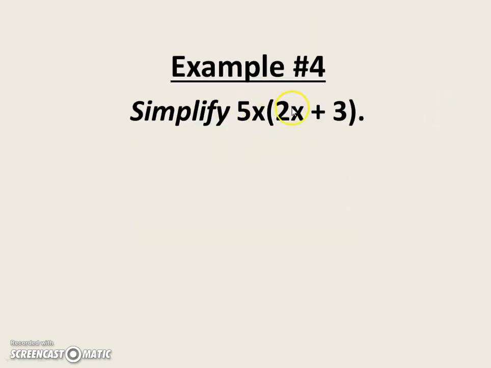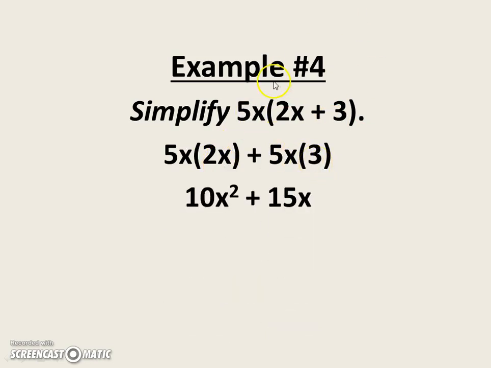Simplify 5x times the quantity 2x plus 3. So we can distribute the 5x to the 2x and the 5x to the 3 and do our multiplying. Now this one's a little bit more complicated. You have to know a little bit about the exponent rules, okay? 5 times 2 is 10. x times x is the same as x squared, x to the second power. Plus 5 times 3 is 15, and there's one x there. We can't forget that x, so it's 15x.